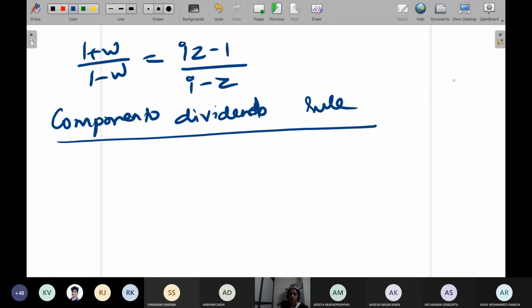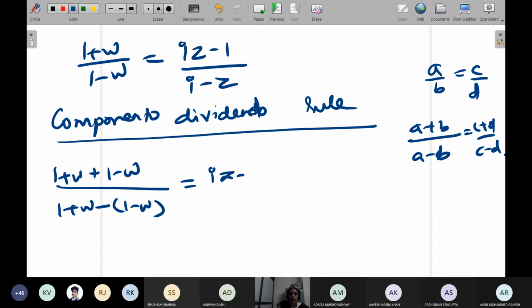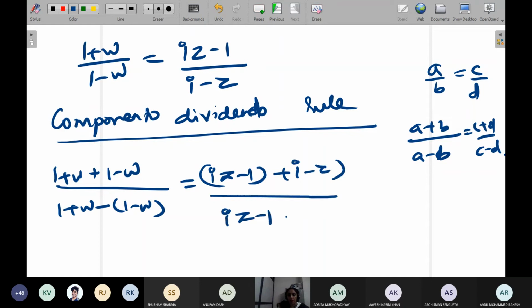What does the componendo dividendo rule say? a by b is equal to c by d will be equal to a plus b divided by a minus b, which will be equal to c plus d divided by c minus d. To understand, it says that a plus b into this will be equal to this. So we'll apply this. So I'll get 1 plus w plus 1 minus w divided by 1 plus w minus of 1 minus w is equal to iz minus 1 plus i minus z divided by iz minus 1 minus of i minus z.